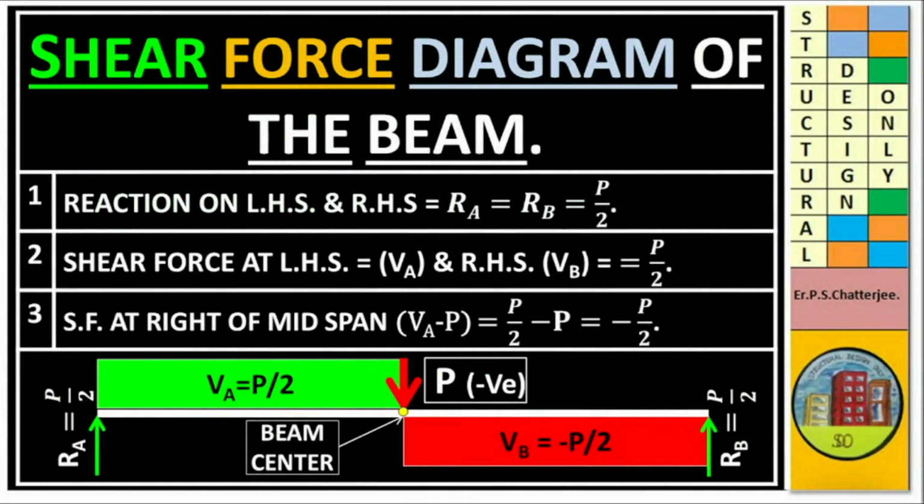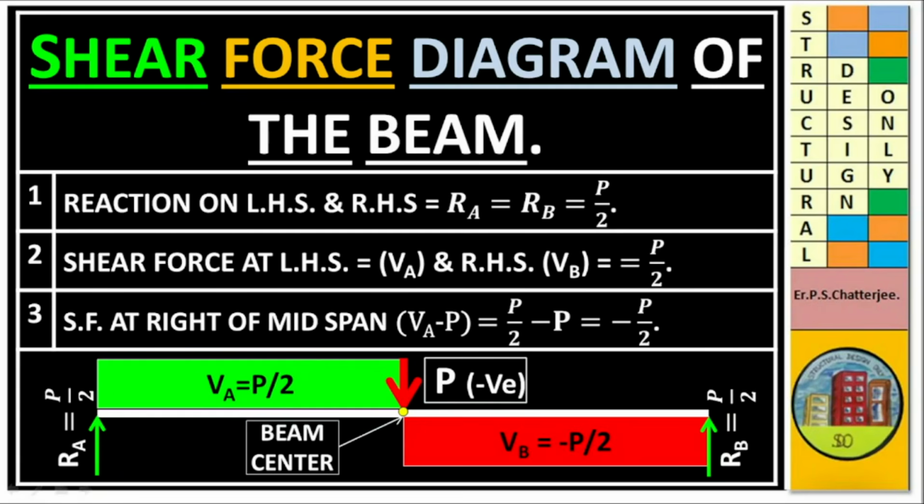Shear force diagram of the beam. Number 1, reaction on left hand support and right hand support: RA is equal to RB is equal to P by 2. Shear force at left hand support VA and right hand support VB is equal to P by 2. Shear force at right of the midspan is equal to VA minus P.